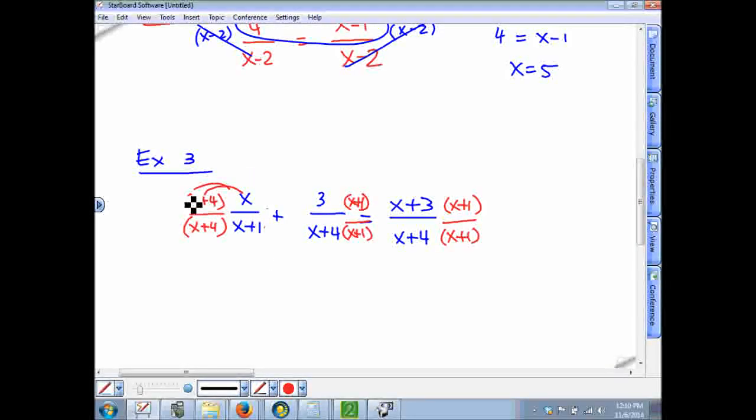So, if you distribute the x, you're going to get x squared plus 4x over x plus 4 times x plus 1. That's what this fraction turns into.